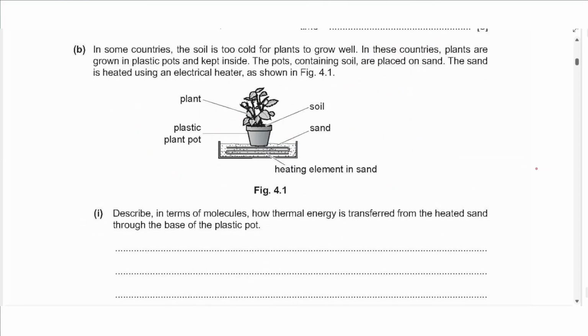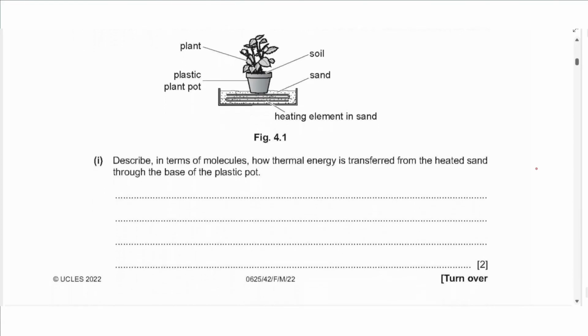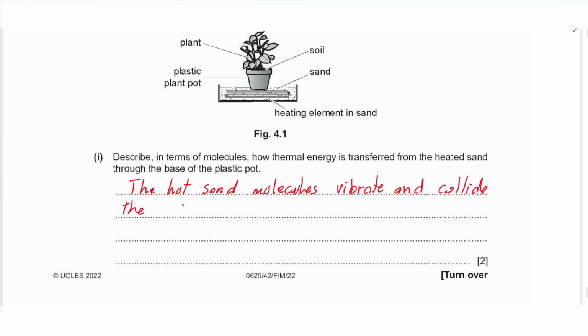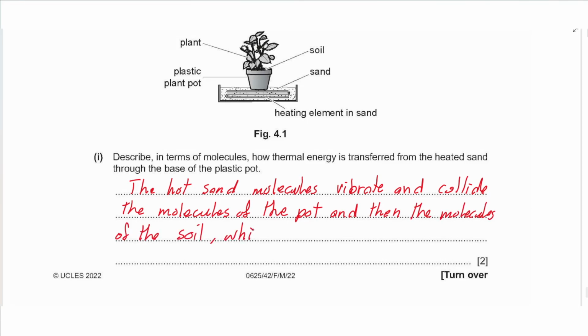Question B says in some countries the soil is too cold for plants to grow well. In these countries, plants are grown in plastic pots and kept inside. The pots containing soil are placed on sand. The sand is heated using an electrical heater as shown in figure 4.1. Describe in terms of molecules how thermal energy is transferred from the heated sand through the base of the plastic pot. We can say that the hot sand molecules vibrate and collide with the molecules of the pot and then the molecules of the soil, which transfers some of the kinetic energy.